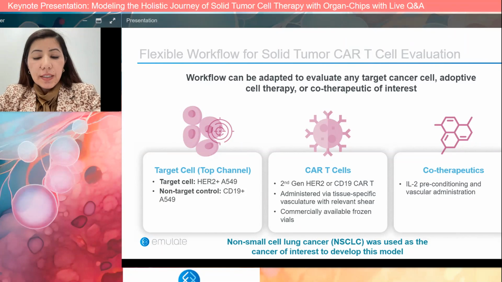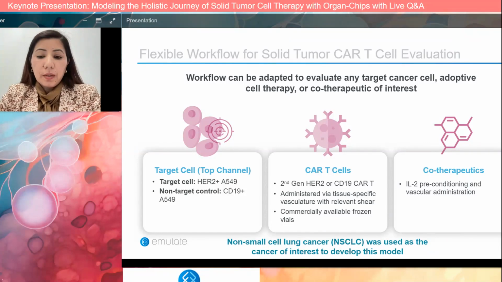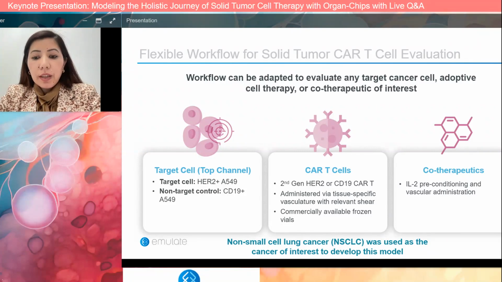We used CD19, which is not present on the A549 cells. It's specifically expressed by the hematological cells like B cells. We used a second generation CAR that we acquired from Promab that has HER2 as well as CD19 CAR. These CAR T cells were administered via tissue-specific vasculature that we went over a few slides back.